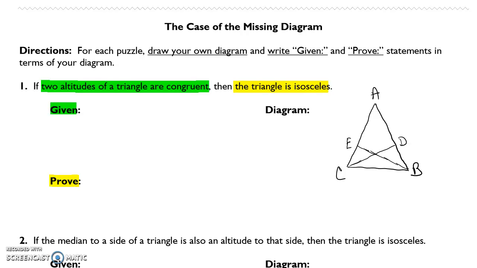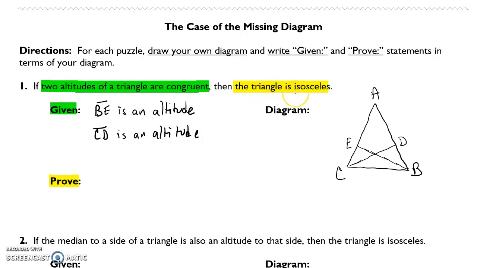Okay, so what's important here is not scale, it's that you have a triangle and you have two altitudes drawn. Now, in my givens, I know that I have two altitudes of a triangle. So I want to state what those are specifically. So I might state that segment BE is an altitude and segment CD is an altitude.